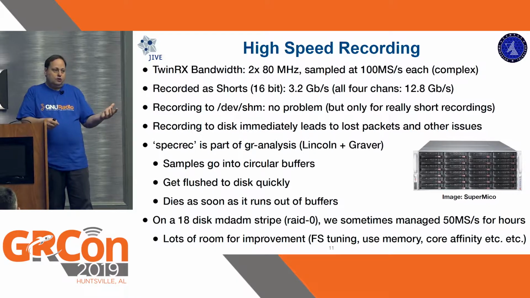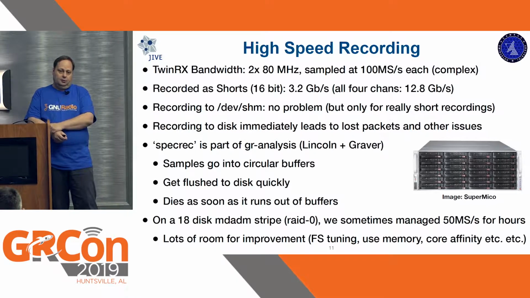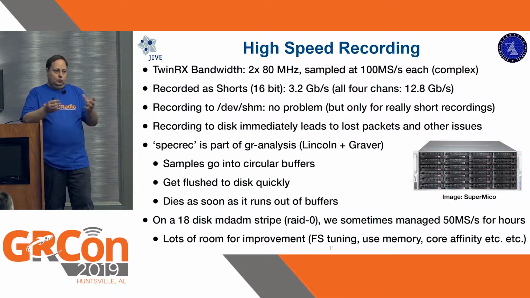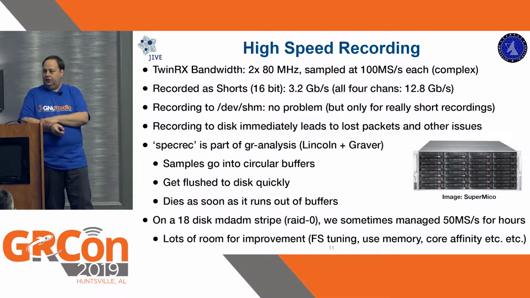I could easily record to memory on my machines, but you run out of memory very quickly. I had this server that has like 36 disk slots. I had 18 disks that I made a RAID 0 out of, and even with UHD you can't really do any sensible bandwidth, you just start losing packets. And because we are very sensitive to the phase of the whole thing, as soon as we lose packets, we're gone. So then I found SpecRec, spectrum recorder, which is part of gr-analysis.